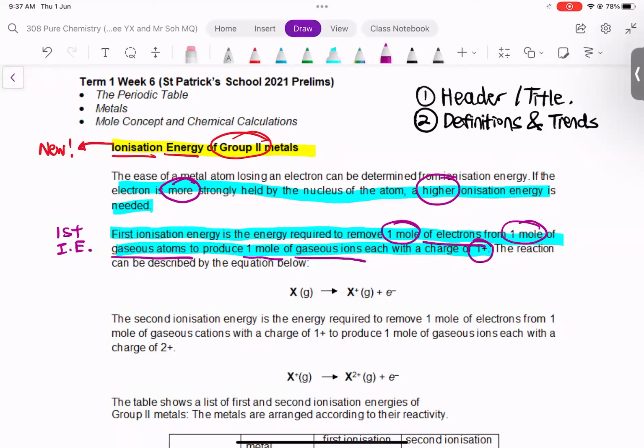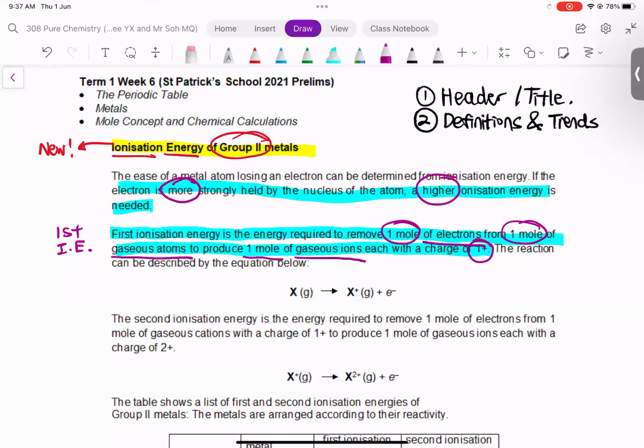So this might look a bit strange to you because it's about group 2, right? So why is it that we talk about 1+? This is because for group 2, they need to lose 2 electrons. So first IE is not losing 2 electrons yet. First IE is just losing the first electron, right? So in layman terms, okay, you can see I'm trying to reword so that you can understand better. You are losing the first electron to form the 1+ ion, 1+.